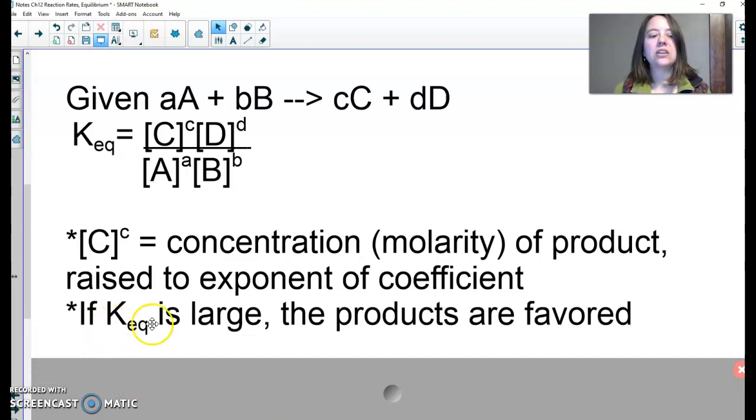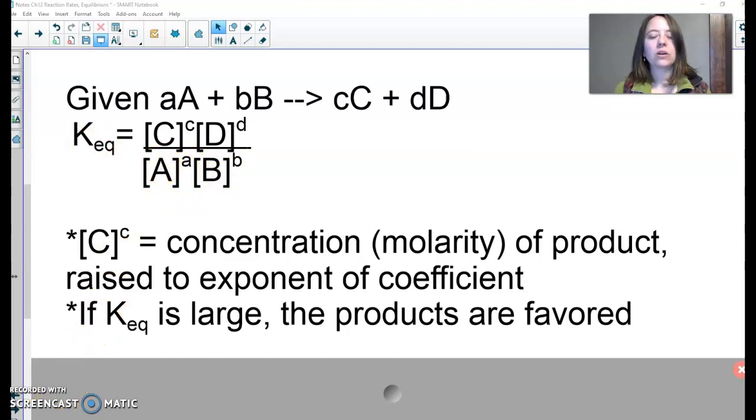And if Keq is large, the products are favored. If you have a big number here divided by a little number, you're going to get a big number here, and that's because we have more product. If the opposite is true, if we have a little number here, we don't have a lot of product, but we have a lot of reactants still at equilibrium. It'll be a little number divided by a big number, and that gives us a little number. So if Keq is little, that means our reactants are favored, and we have more reactants at equilibrium.